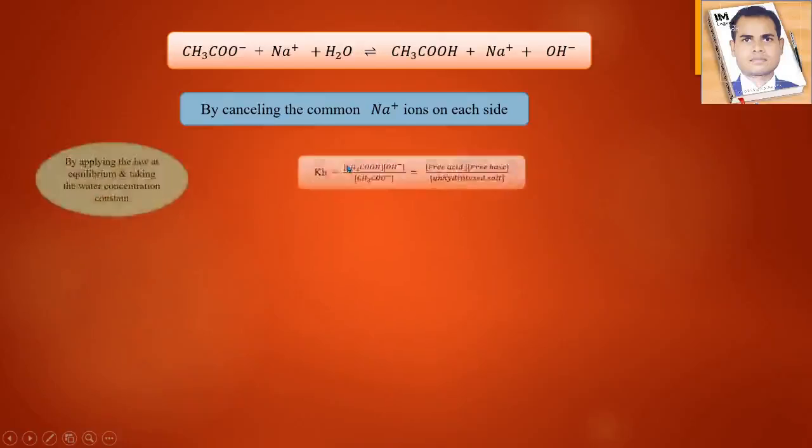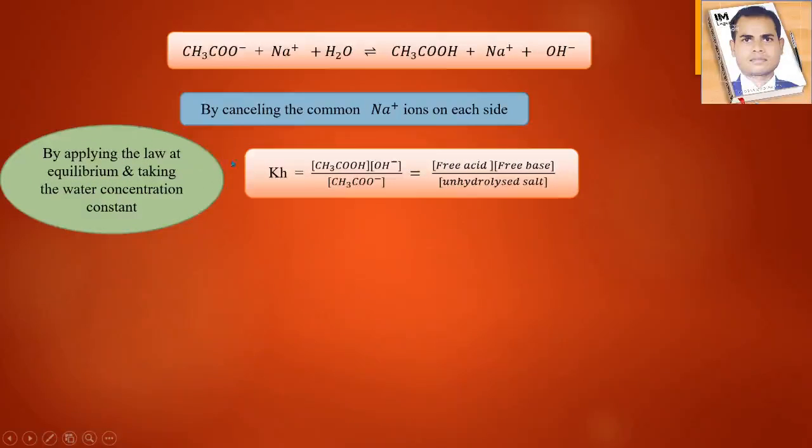By applying the law of equilibrium and taking the water concentration as constant, we have to take the water molecules as a constant here, and apply the law of equilibrium to the remaining species. So we have the concentration of products divided by the concentration of reactants. That is KH, the hydrolysis constant of the salt.